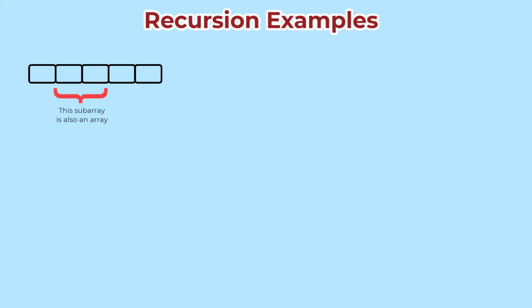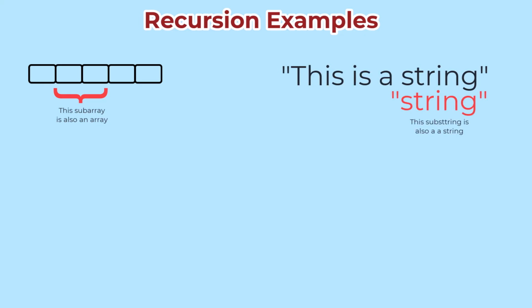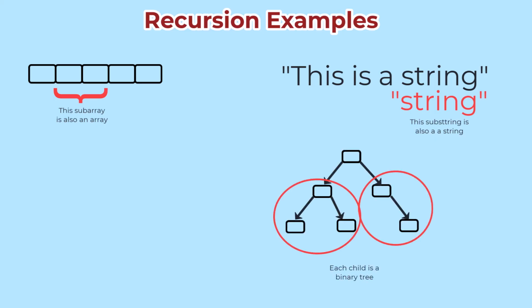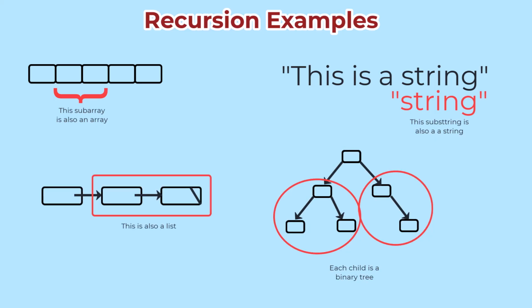It turns out that we can think about a lot of our data structures recursively. The subarrays of an array are also arrays. The substrings of strings are also strings. A binary tree is made up of binary trees. In a list, the next pointer of the first node is pointing at a list, and so on. Once we do that, operations on those data structures can be defined recursively.